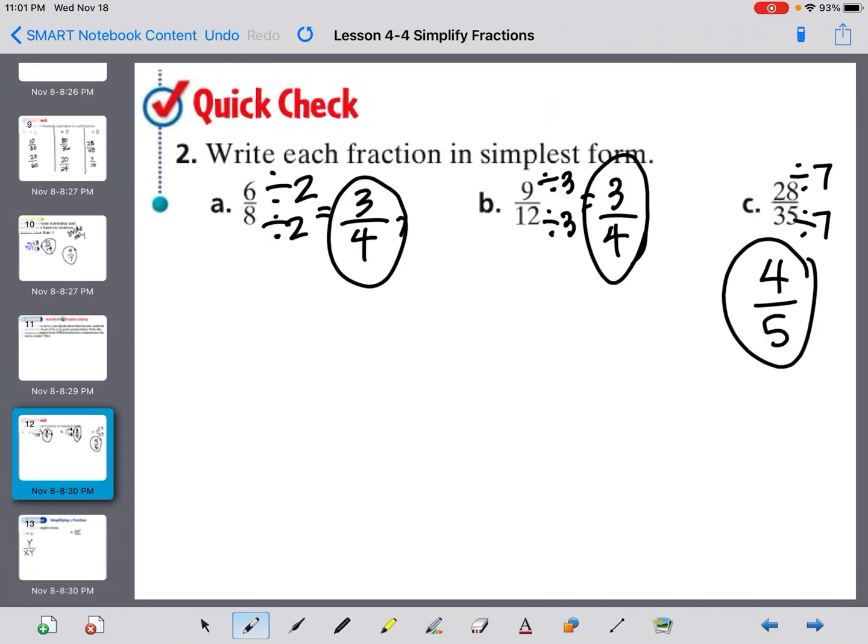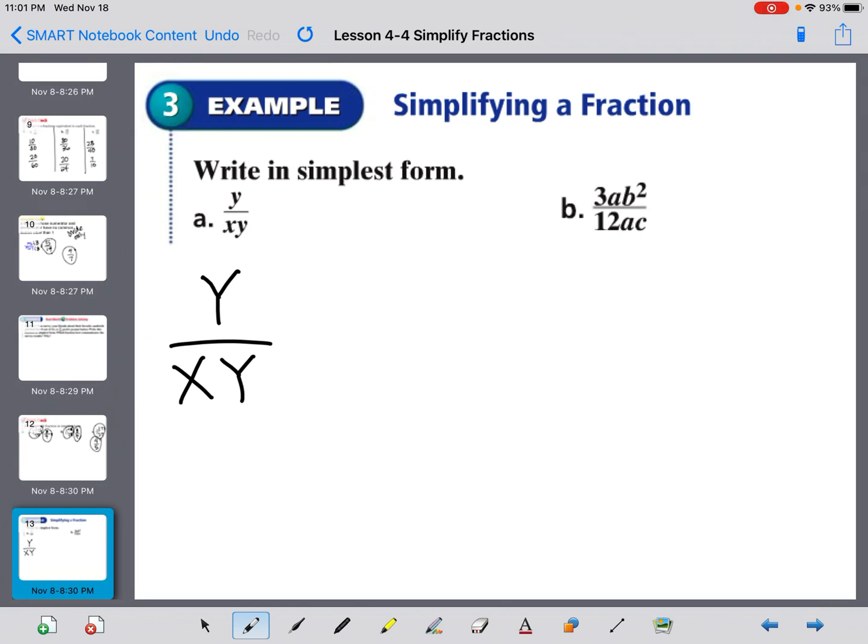I'm just writing this a little bigger so I have room to write. Similar to the numerical fractions, I'm looking for what I can divide by, what they have in common. 6 and 8 have a 2 in common. 9 and 12 have a 3 in common. 28 and 35 have a 7 in common.